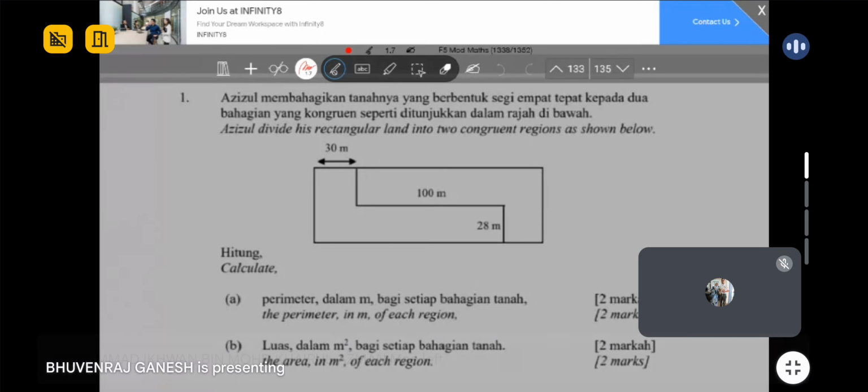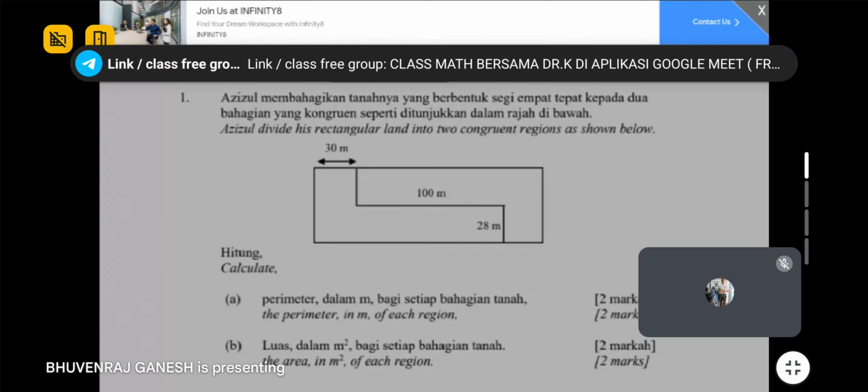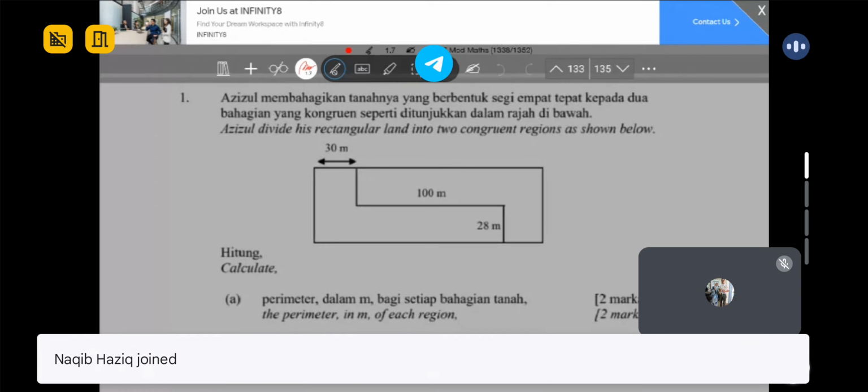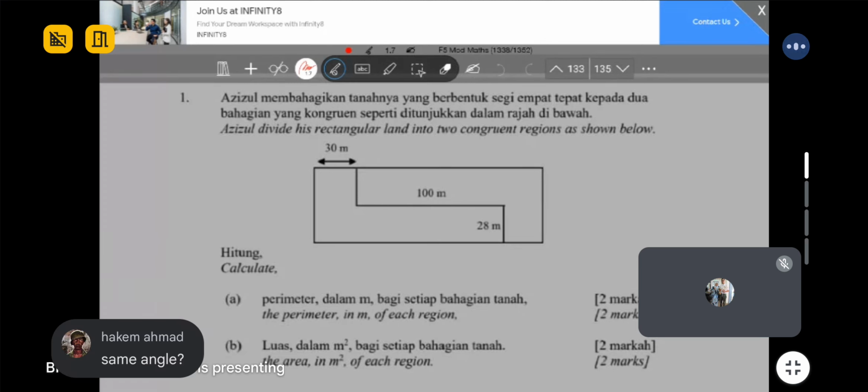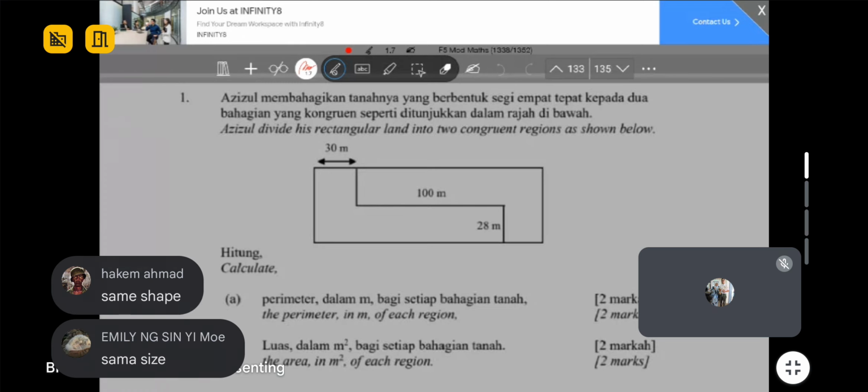Okay, so guys, congruency. What are the two main points for something to be congruent? Apa dua ciri utama untuk kekongruenan? Siapa boleh bagi saya? Cuba komen. Come on guys, cepat jawapan. Apa dua ciri utama kekongruenan? First, kita belajar apa? Same angle, sama sudut. Second, same shape.